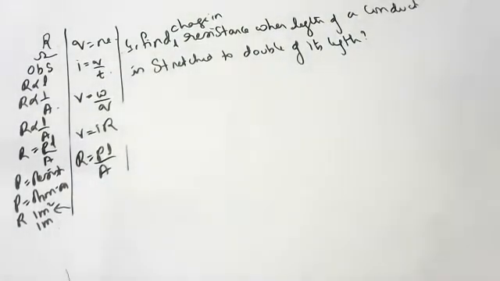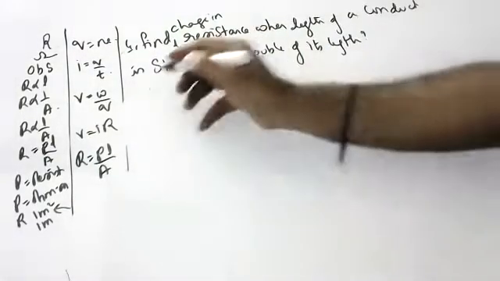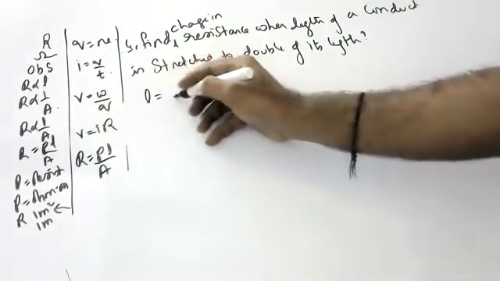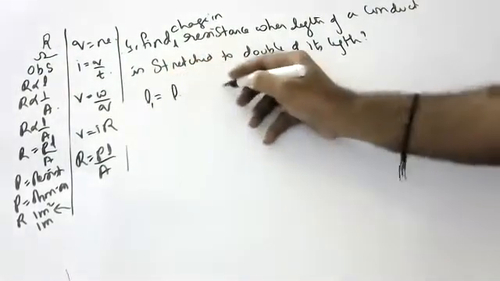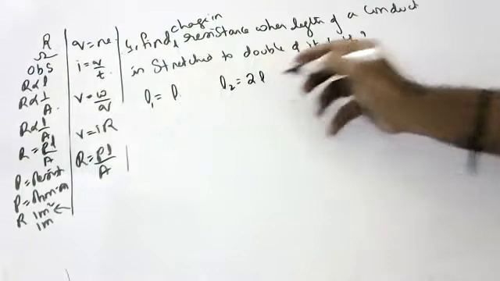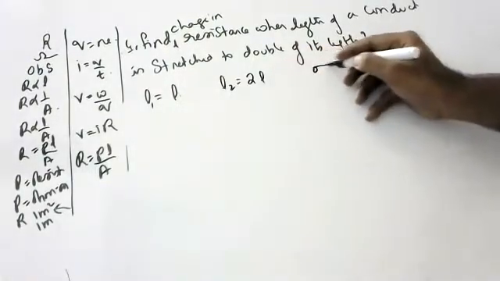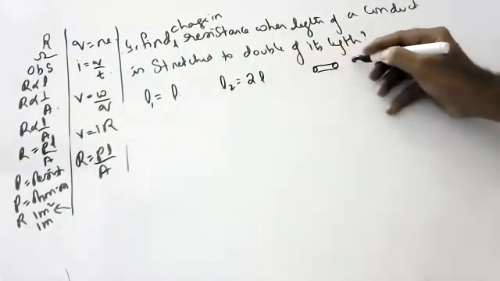You people can't do this, children. I'm telling all, listen, children. First, you listen. Original length is L. L1 is L, L2 is 2L, because the stretched length of the wire is like this. It is stretched to double of its length.